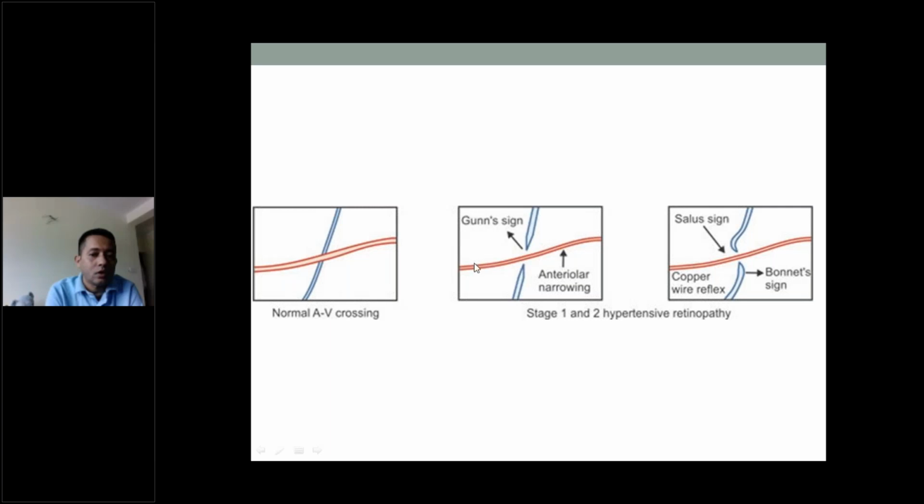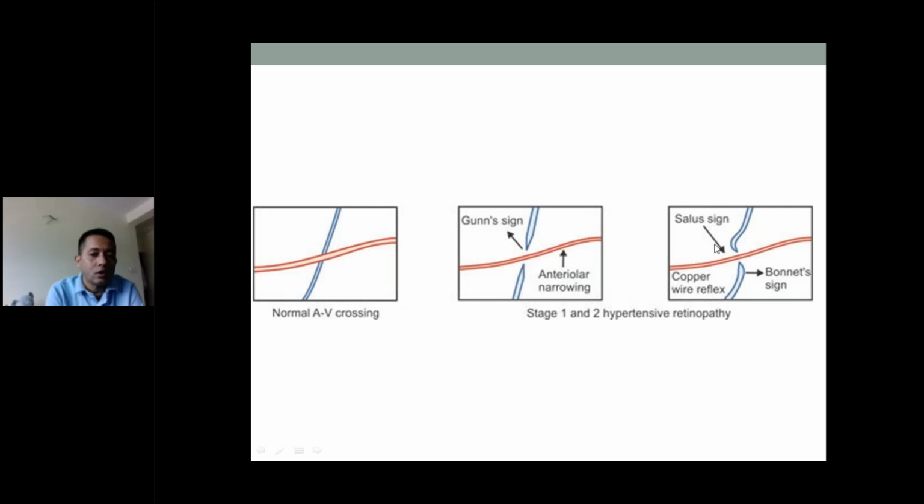As we talked about in the sclerotic phase, over a period of time the vessels become hardened, and when they cross over, they start pressing on the vein. So you can see this is a Gunn sign. The artery has compressed the vein, and you can see the vein has a tapering pattern on both sides. The vein is not able to flow nicely in this area, and therefore we see this tapering effect. This is known as the Gunn sign.